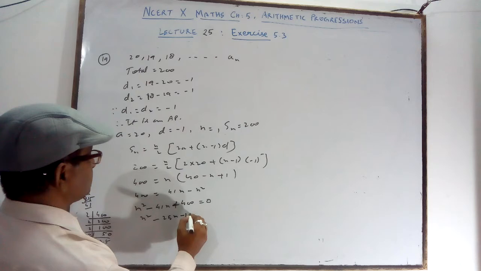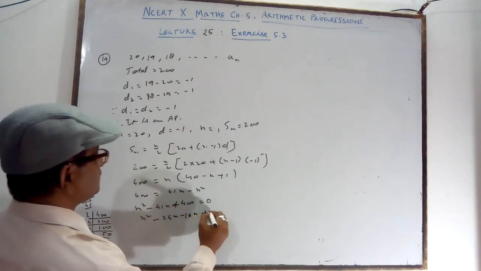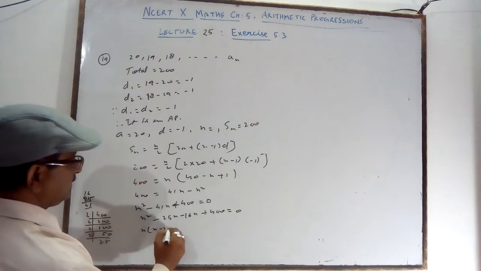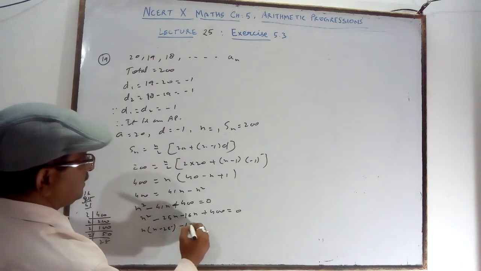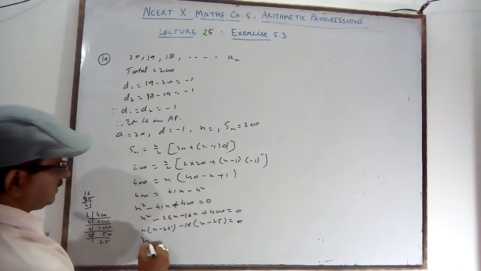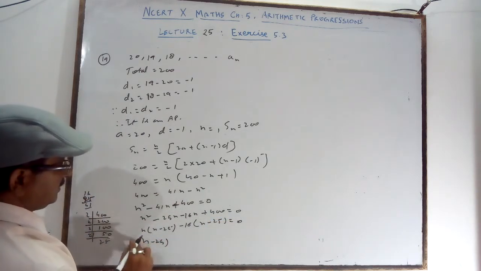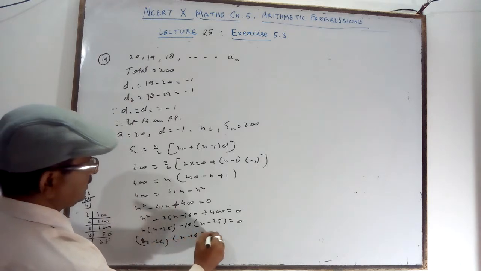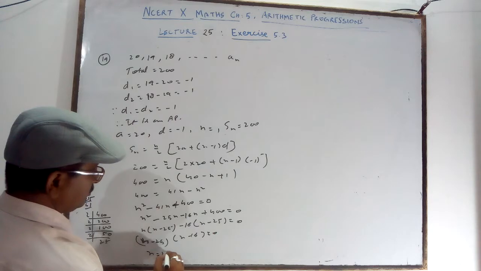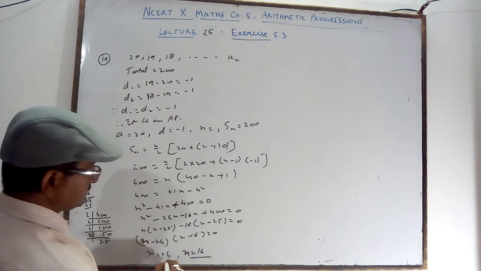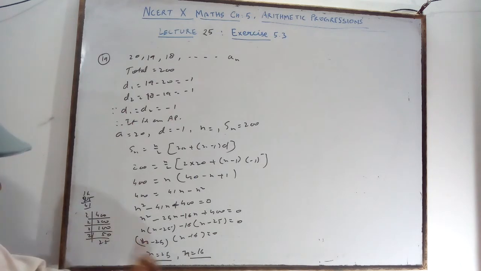So n square minus 25n minus 16n plus 400, by middle term factorization: n common, n minus 25, minus 16 common, n minus 25, is equal to 0. You are getting two factors, n minus 25 in one bracket and n minus 16 in another bracket. So n is 25 or n is 16. You are getting two answers: there will be 16 rows or 25 rows.